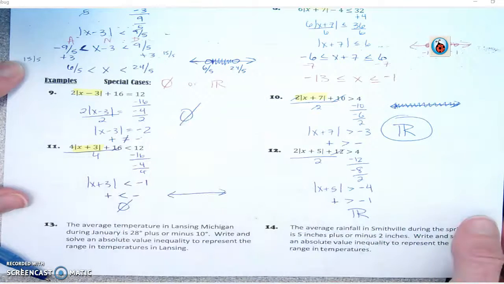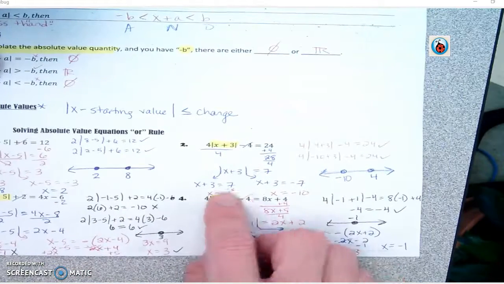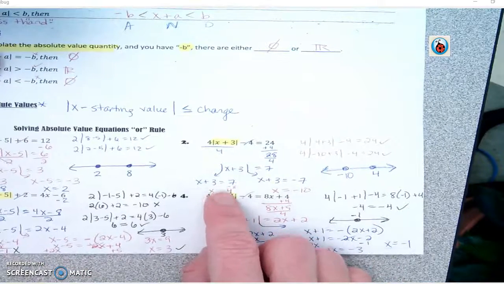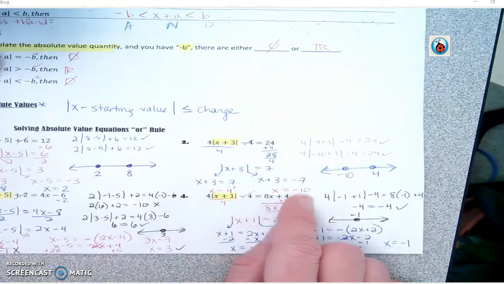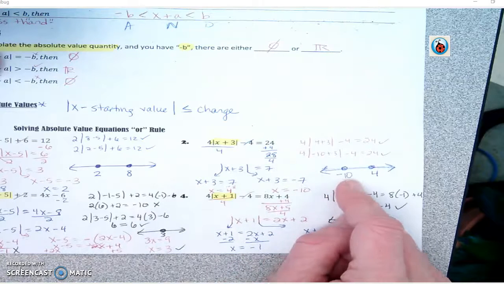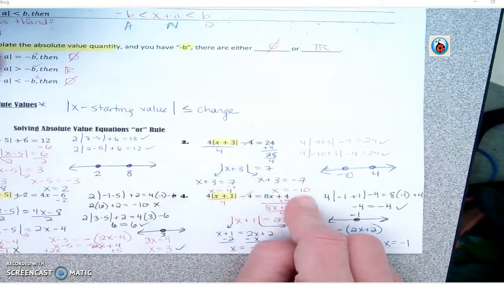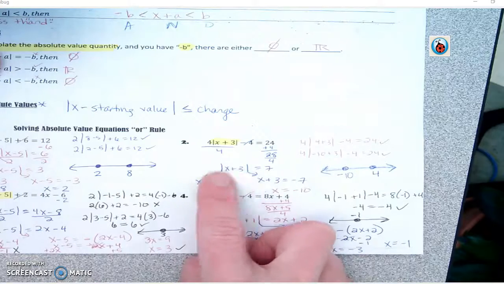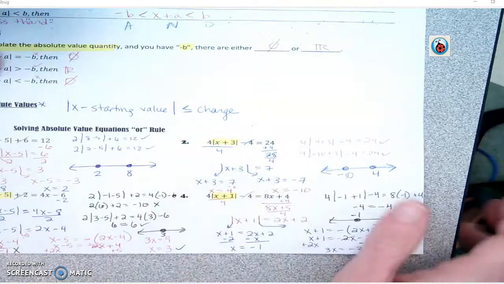Now, you can have negative answers. For example, on the front of our notes, when we were solving some equations, we got x equals 4 and x equals -10. And when we plugged them back in, they both worked. So they were both correct. So you can have x equals a negative, but the absolute value bars cannot equal a negative.